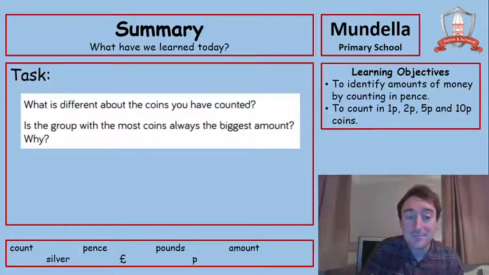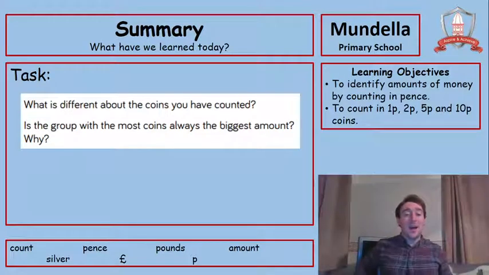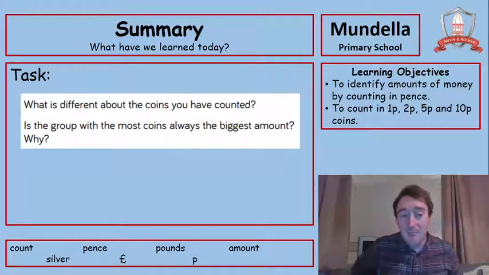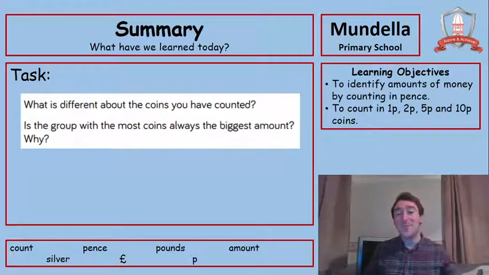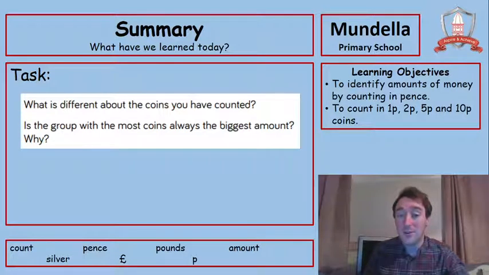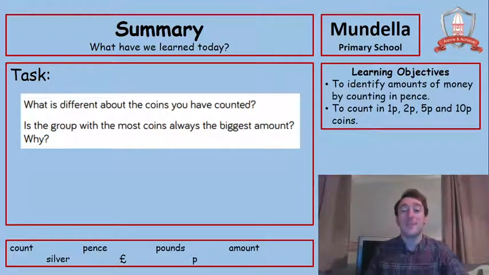Okay. So what have we learned today? We have learned how to count in pence. But what is different about the coins that you've counted? What's different about those coins? And is the group with the most coins always the biggest amount? Why? Have a think about that. Anyway, we're going to look about counting in pounds tomorrow. So our knowledge of counting in pence will come in very handy.